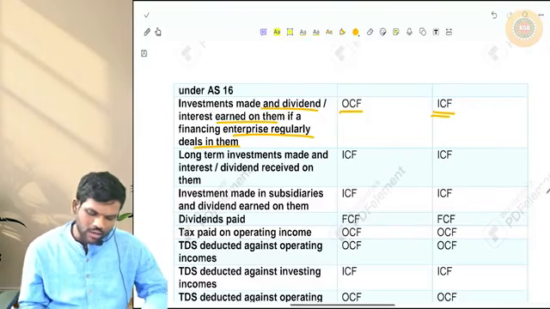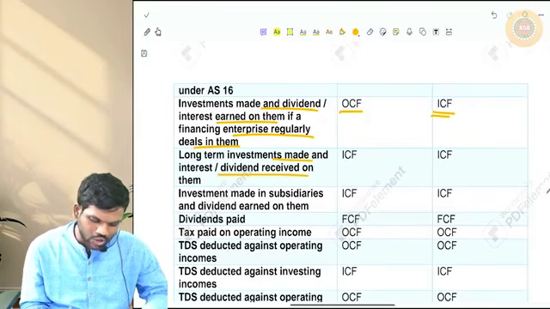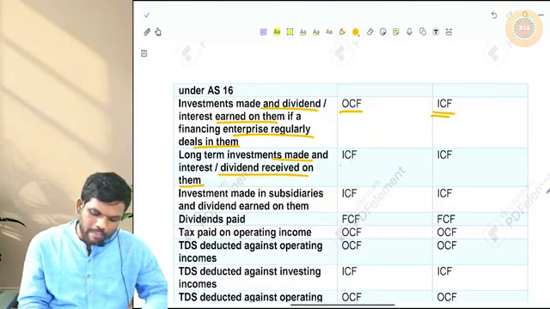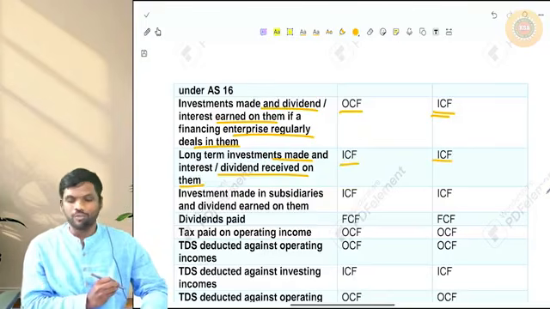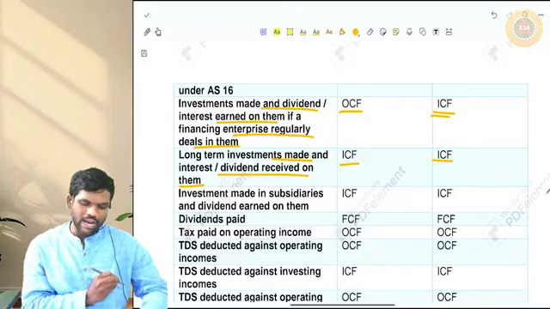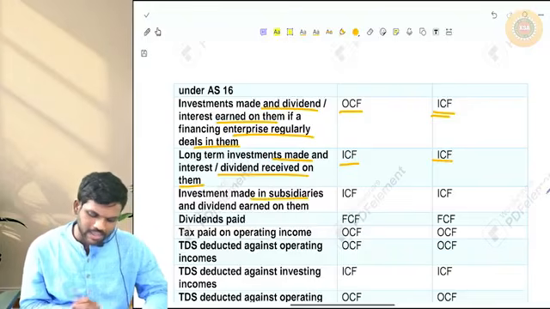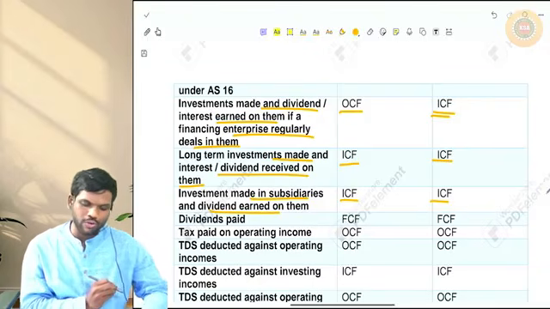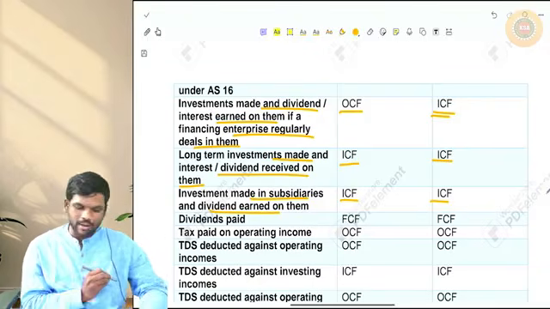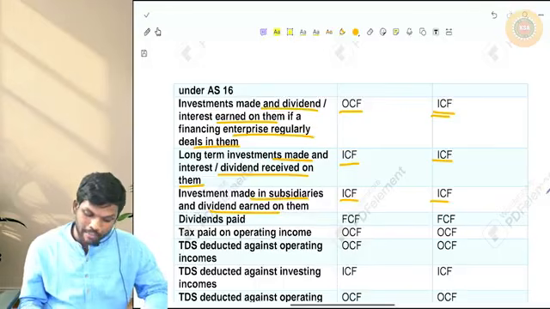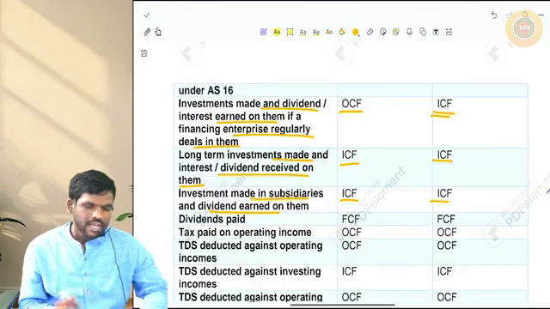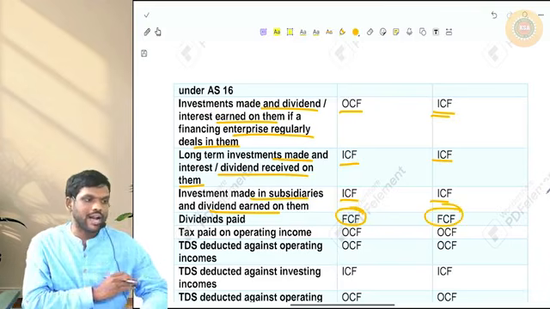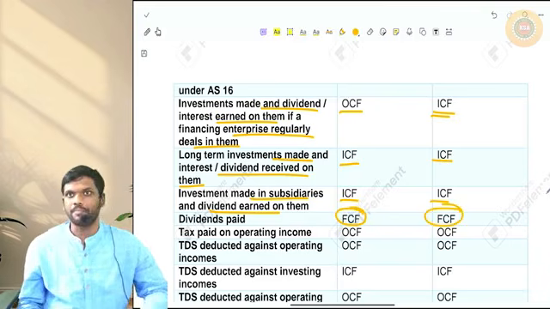Long-term investments made and interest or dividend received on them. When you make long-term investments, those will be a part of investing cash flow for both financial and non-financial enterprises. Investment made in subsidiaries and dividend earned on them will be an investing cash flow both for financial and non-financial enterprises. Now this is very important. Remember, dividend payment is a financing cash flow for both financial and non-financial enterprises.